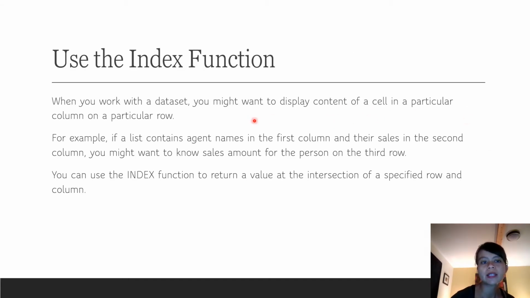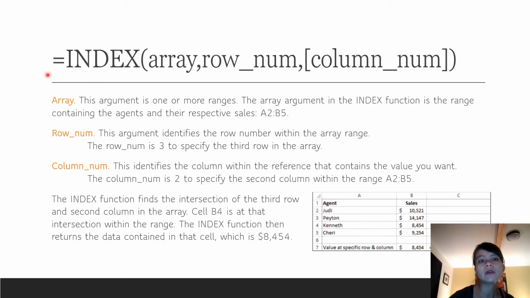So using the INDEX function, when you work with a data set, you might want to display the content of a cell in a particular column or particular row. For example, if that list contains agent names in the first column and sales in the second column, you might want to know the sales amount for the person in the third row. Then you can use the INDEX function to return the value at that intersection at a specified row and column. Okay, so for example, it would look like this.